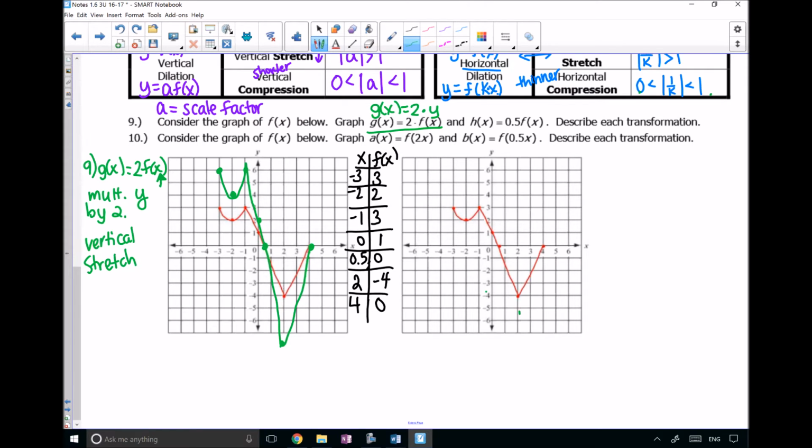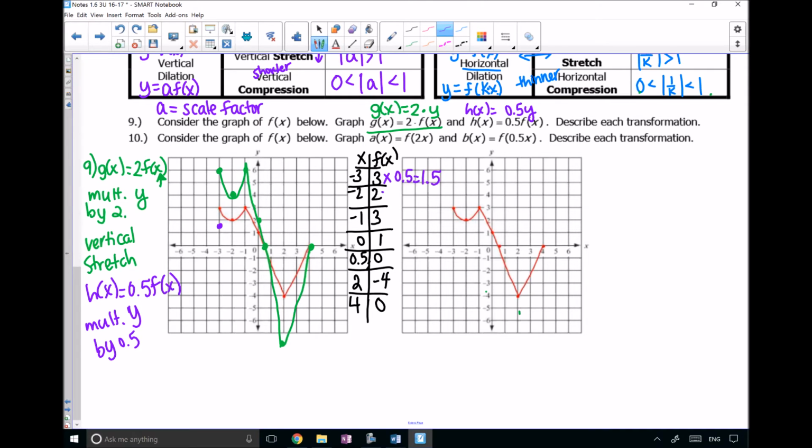So now, the next thing that we see here is h of x is equal to 0.5 times f of x. So what this is saying is 0.5 times y. So I multiply my y values by 1/2, or by 0.5. So multiply y by 0.5. So here, my x stays the same, multiply y by 0.5, and I get 1.5. So I go to -3, 1.5, and here's my value there.